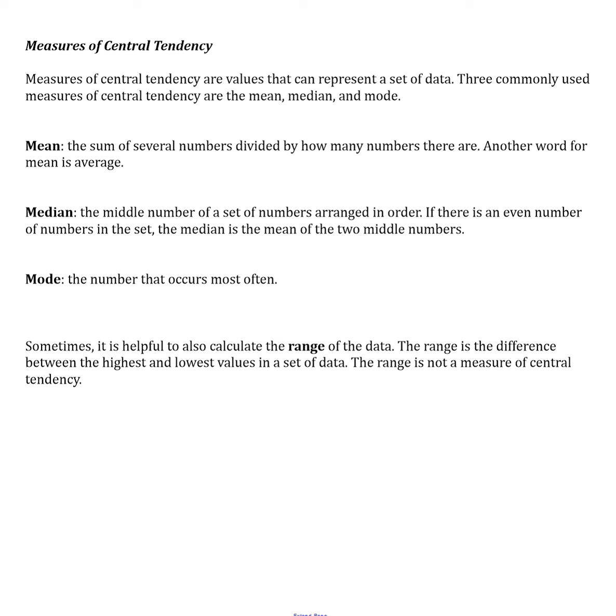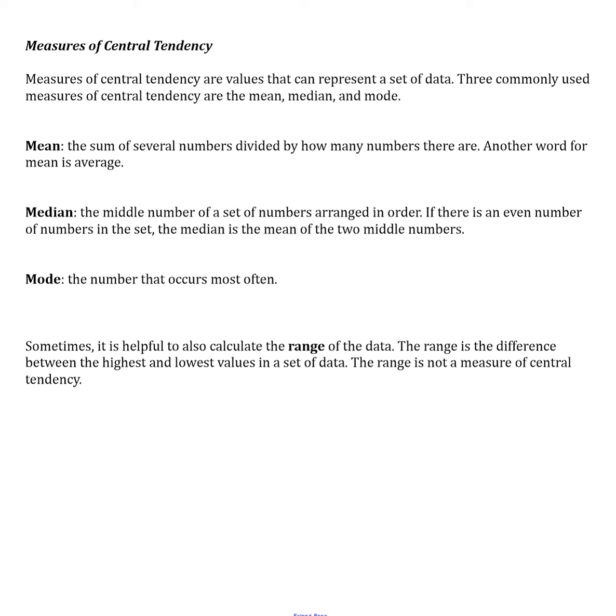One thing to note about the mode is that sometimes there is no mode, and sometimes there is more than one mode. Sometimes no number repeats itself and you would say no mode. And sometimes, for example, there might be 3 different numbers that occur 4 times and all 3 of those would be the mode. The last thing that you hear sometimes is the range. The range is simply the difference between the highest and the lowest values. It's not a measure of central tendency, but it is something that is used quite often when you are collecting data.